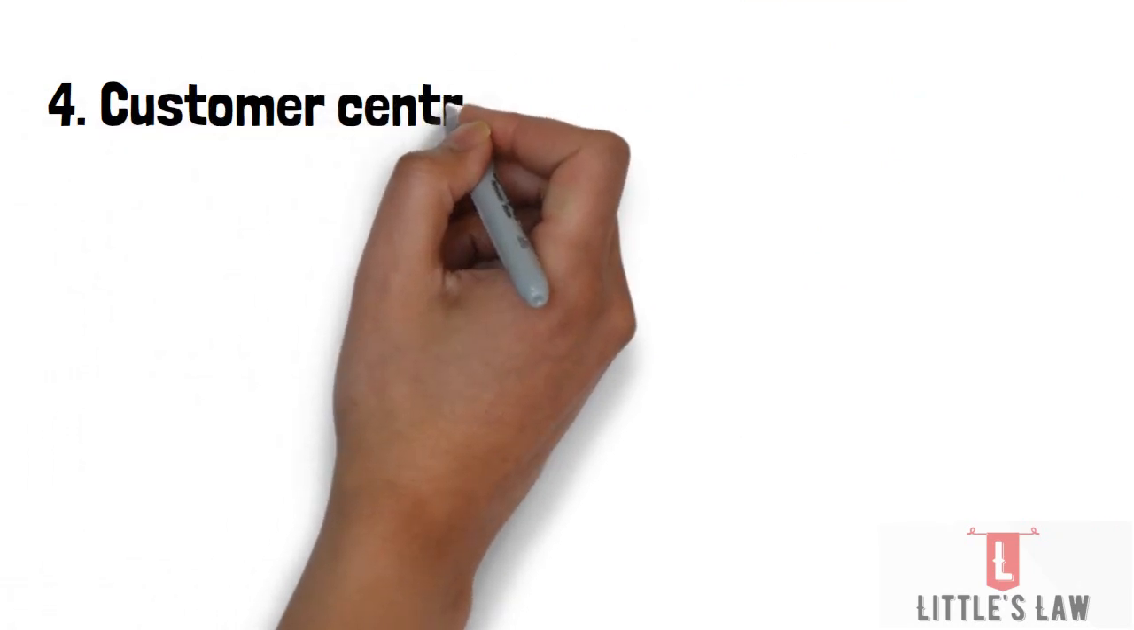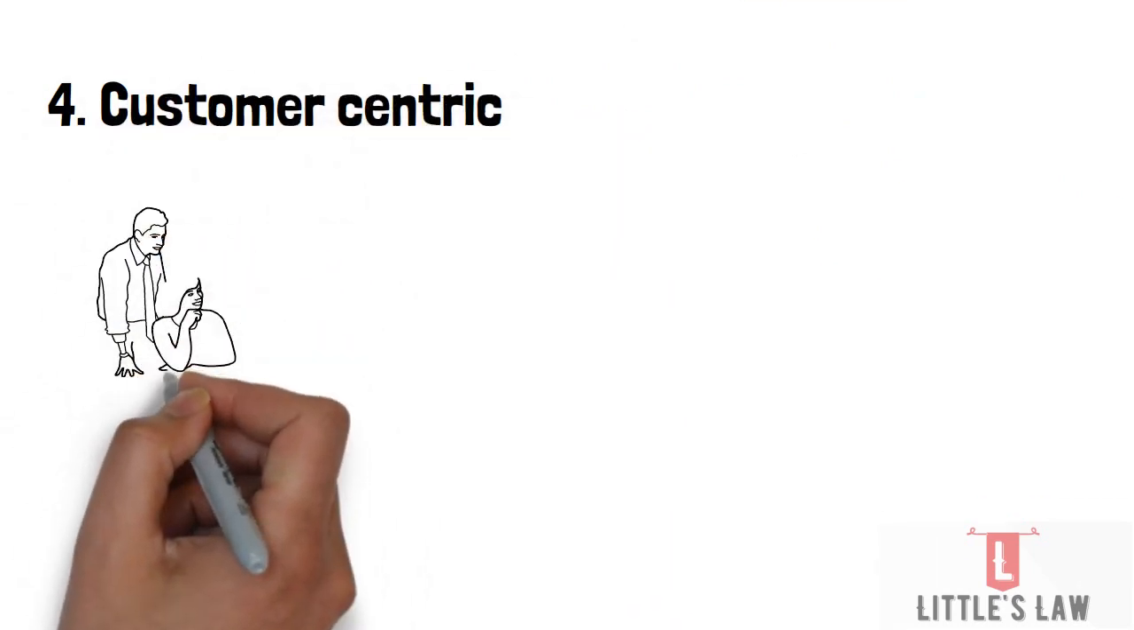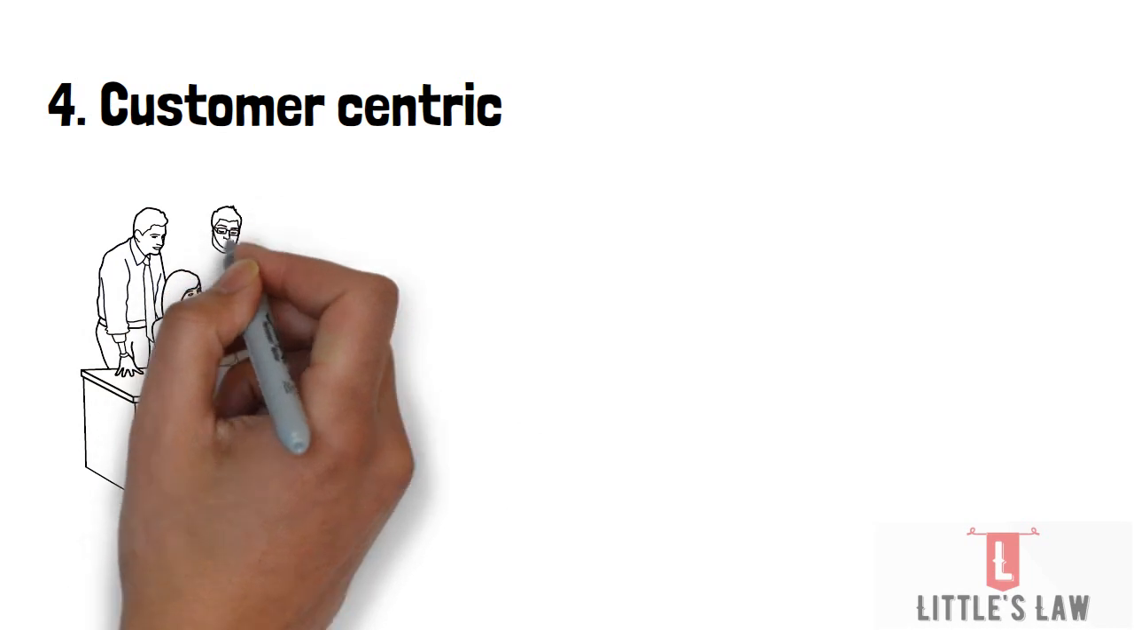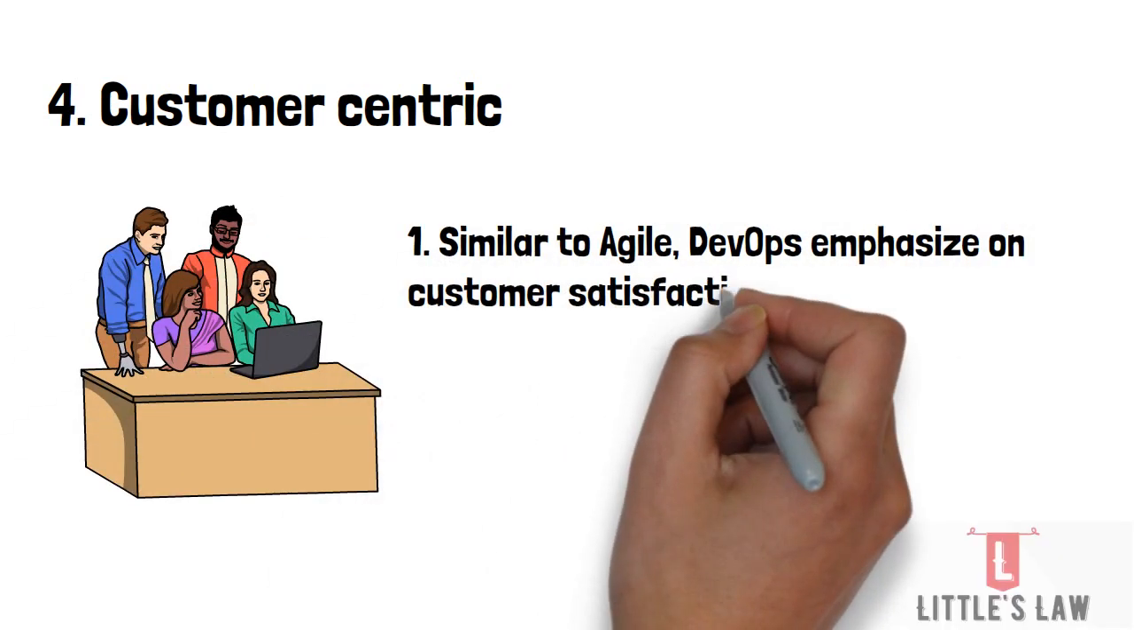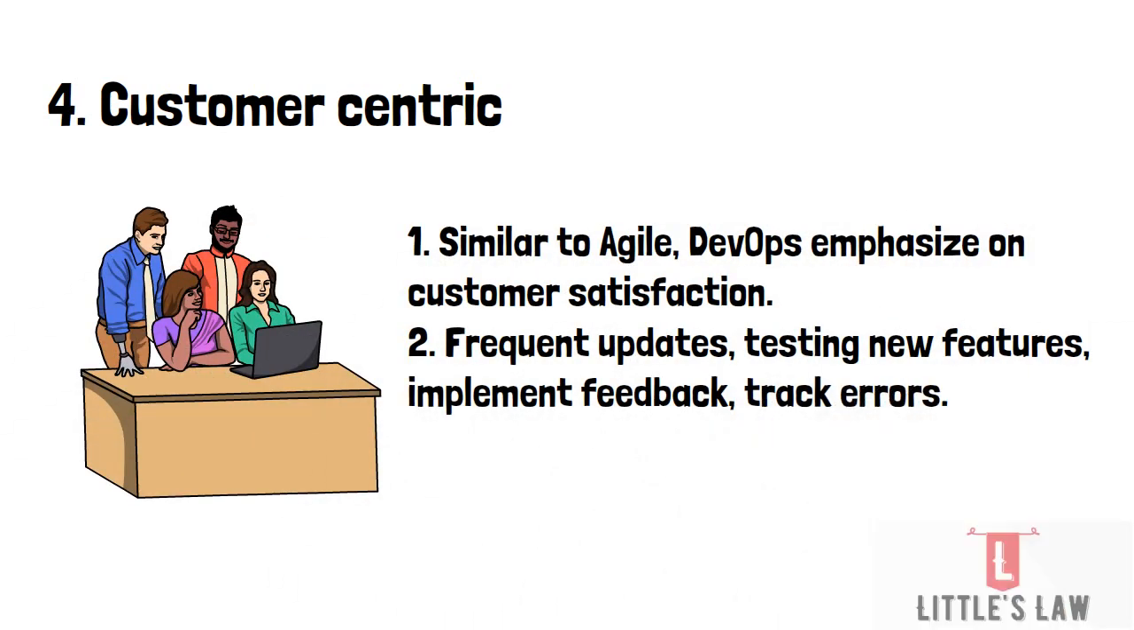When it comes to customer-centric activity, this is similar to the agile methodology, where DevOps emphasizes customer satisfaction above any process restrictions. The cycle of frequently deploying updates, testing new features, implementing feedback, and tracking errors minimizes the gap between the product's capabilities and customer needs.